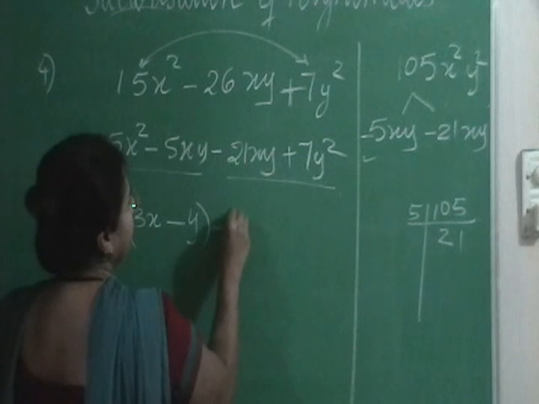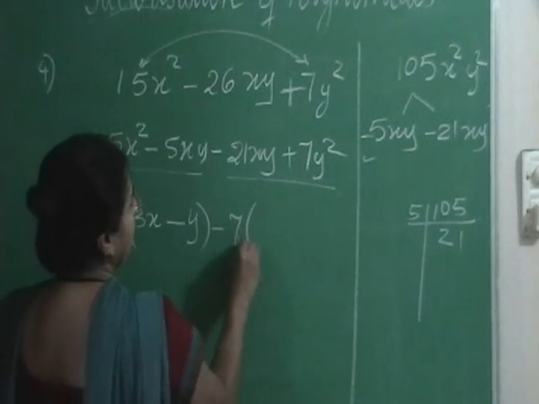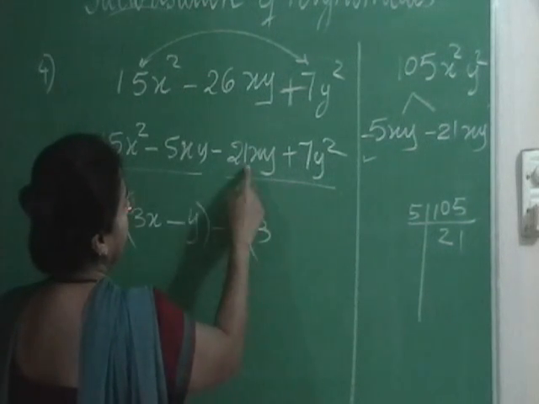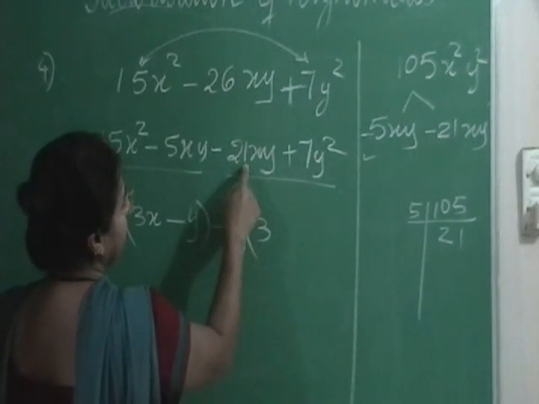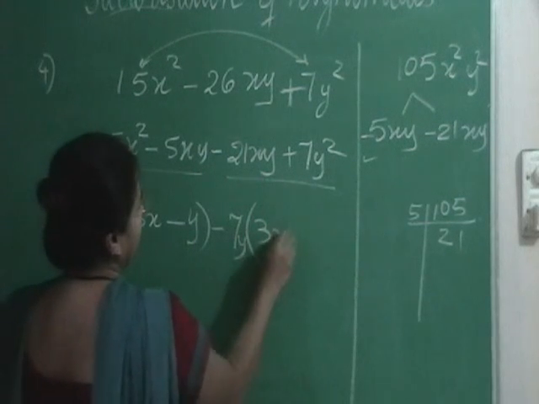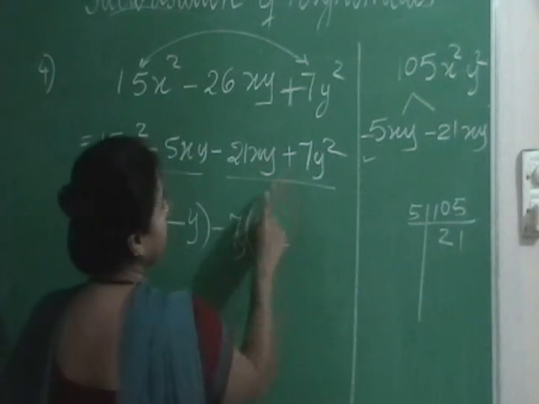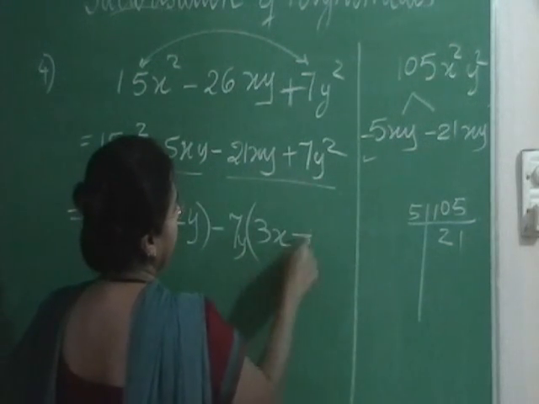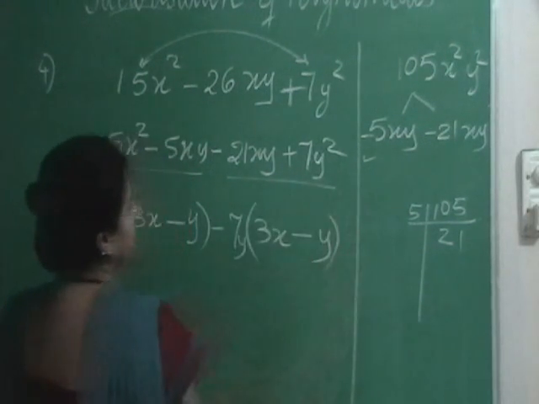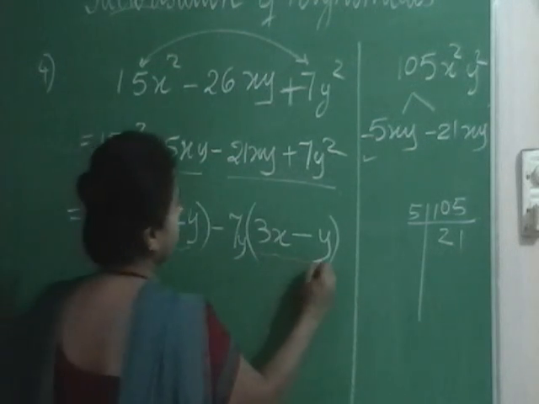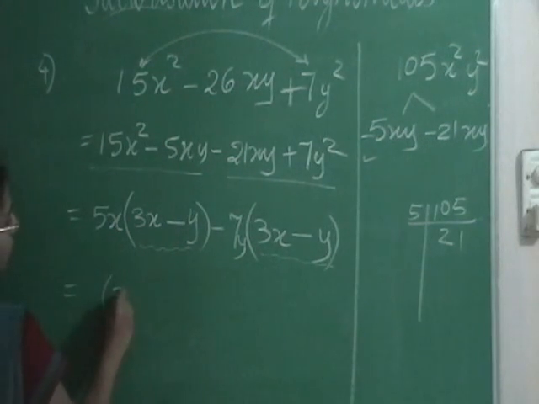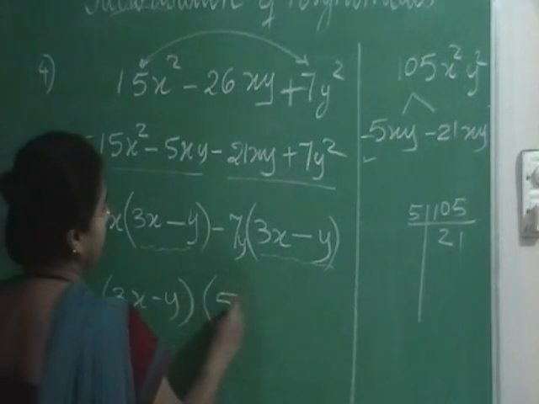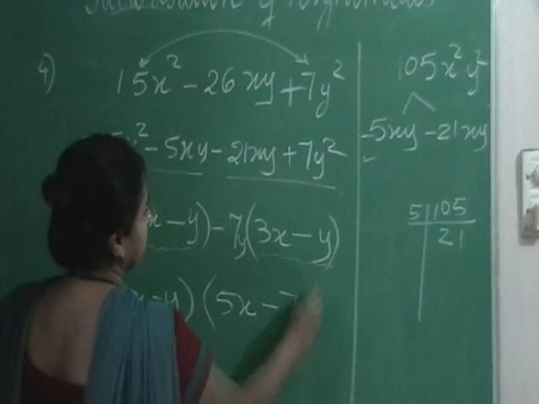Now over here the common term is minus 7y. Minus 7y into 3 gives you minus 21, and y is already there, so the x will be inside. Now I want plus over here. Minus into minus gives me plus, and 7y into y gives me 7y square. Check, both the brackets are exactly the same. So one bracket will contain 3x minus y, and the second bracket will contain 5x minus 7y.